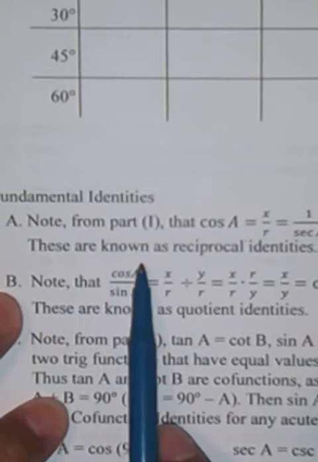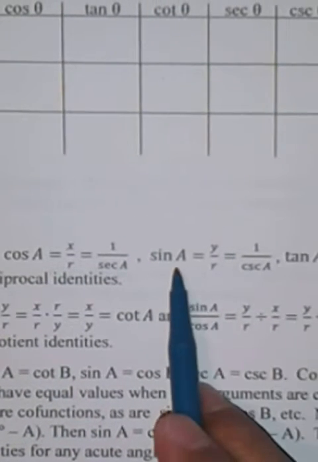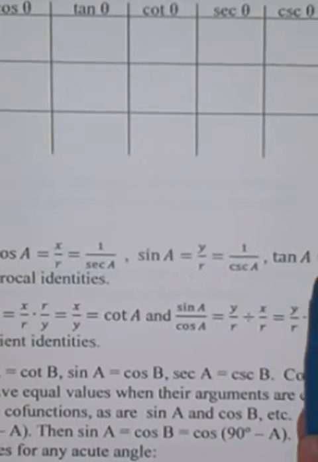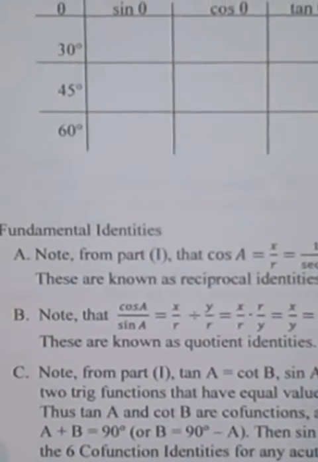The first one, we've already noted that there are reciprocal identities. So cosine A is the reciprocal of secant, right? Which means cosine A is 1 over secant. Of course, secant is the reciprocal of cosine. Same thing with sine and cosecant, and the same thing with tangent and cotangent, right? Each of those is a reciprocal pair.